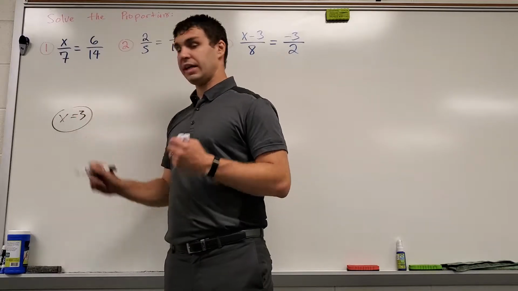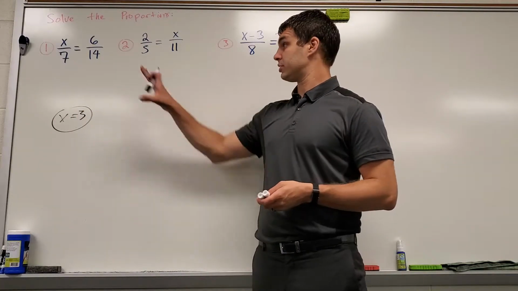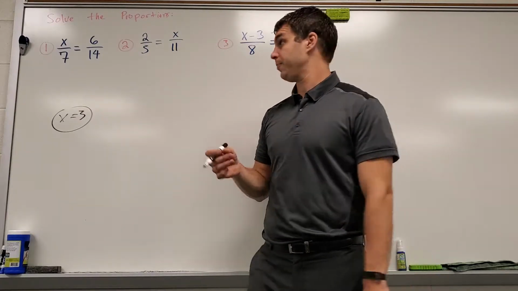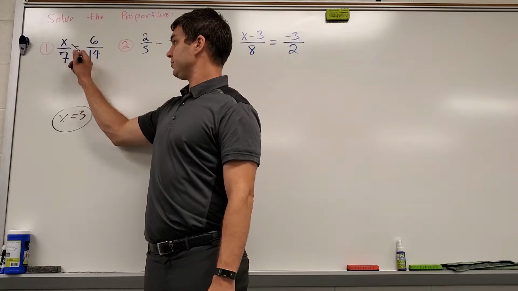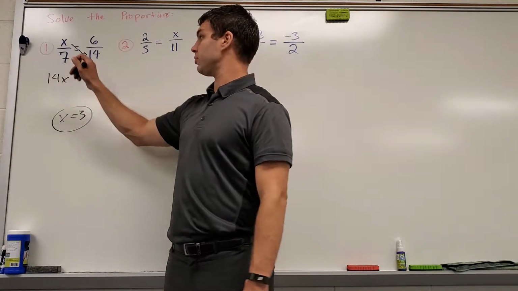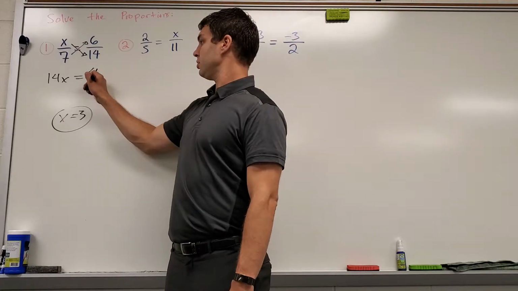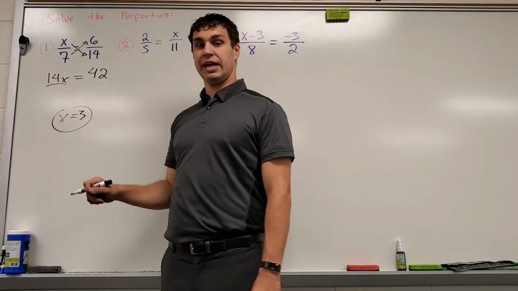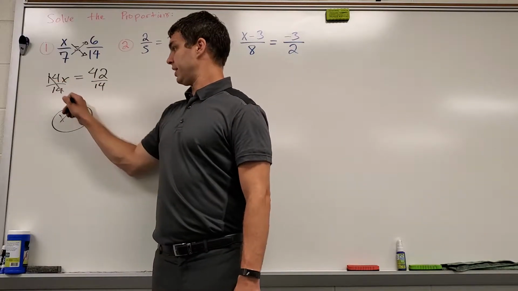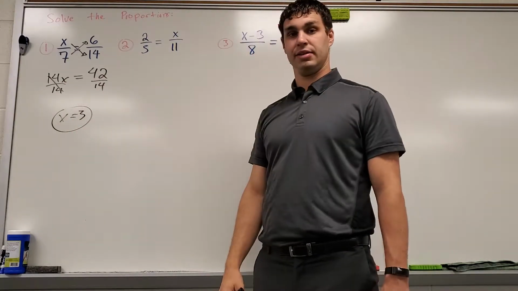If you can't figure that out though, one good way to solve any proportion, whether it's easy or a little harder, is to use cross multiplication. Let's try it. X times 14 is going to be 14x. And if I cross the other way and multiply, I know 7 times 6 is 42. And if I divide to get the x by itself, sure enough, I get x equals 3. 42 divided by 14 is 3.